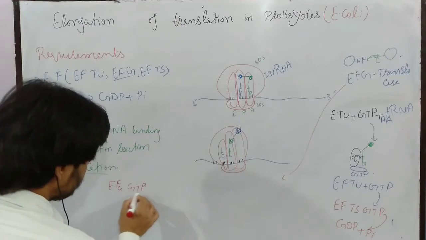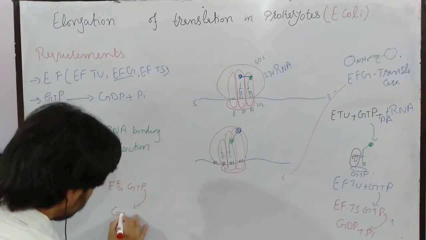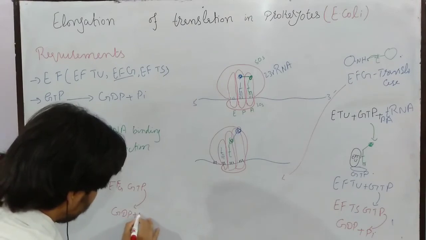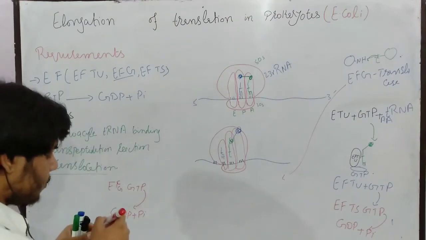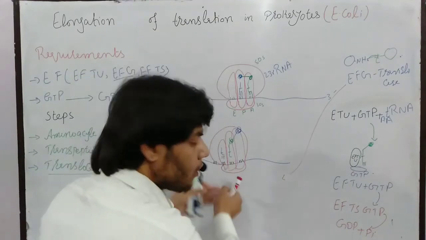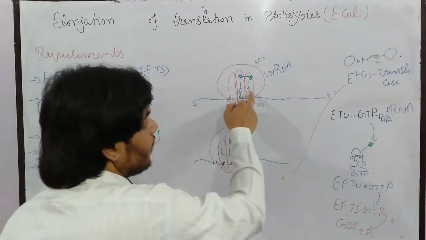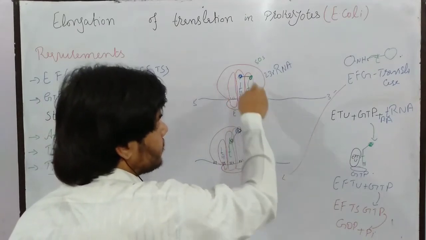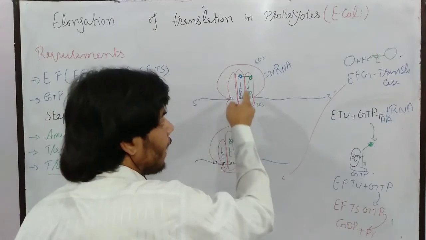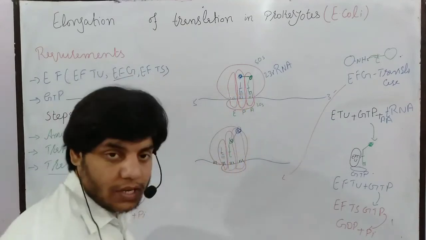Okay, so this is EFG. This GTP is again converted into GDP plus Pi. Pyrophosphate is released, and this energy is now used by the ribosome for its movement. Once the ribosome moves, the tRNA with the peptide bond present at the A site will be shifted to the P site, and the uncharged tRNA will be shifted to the E site. Again, the A site is freed, as you can see.